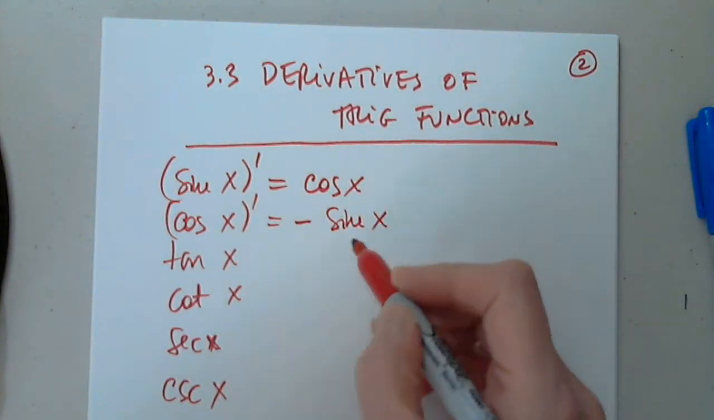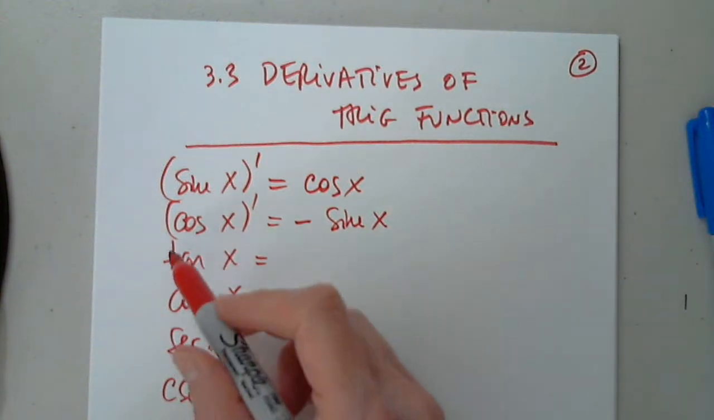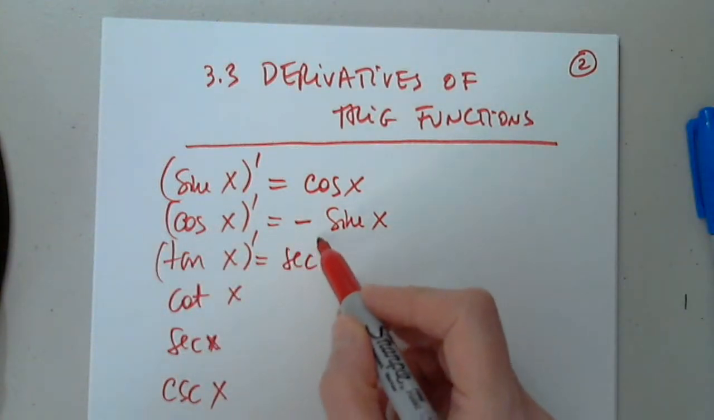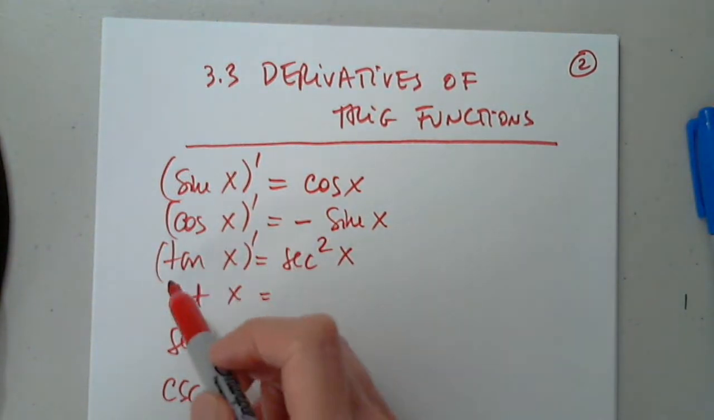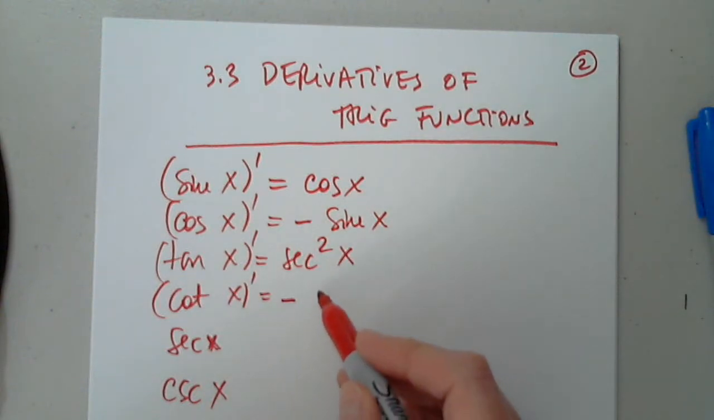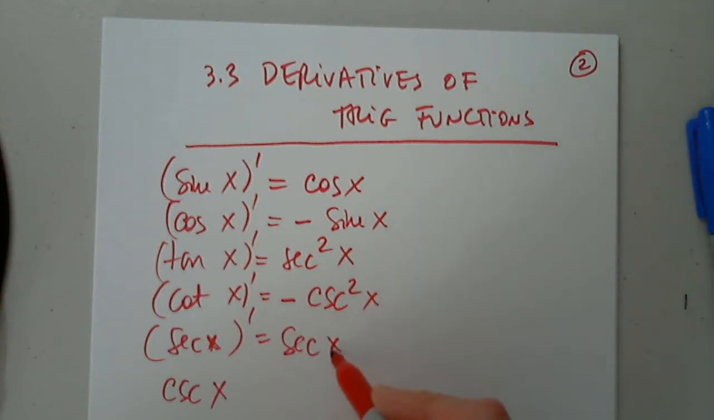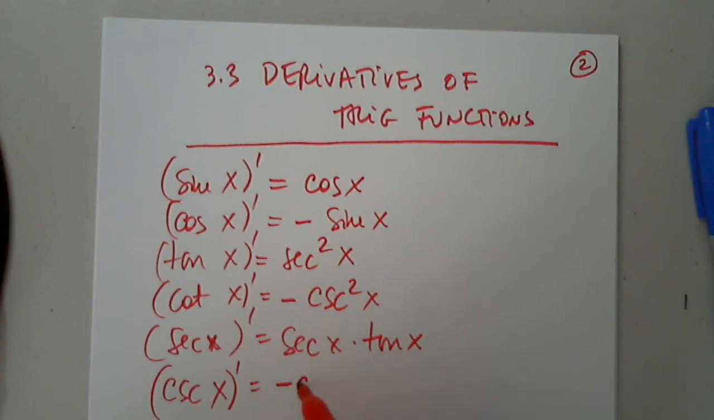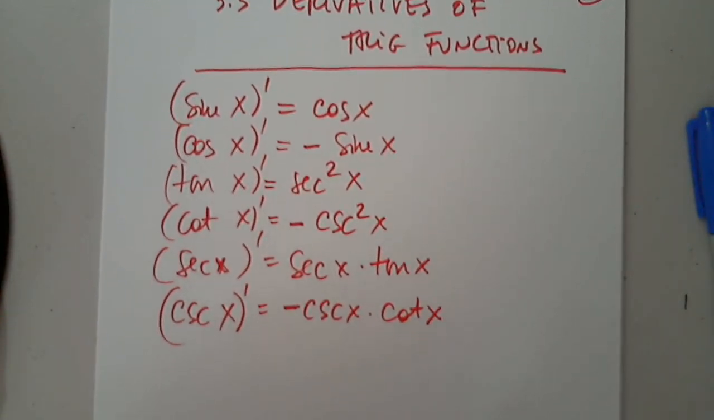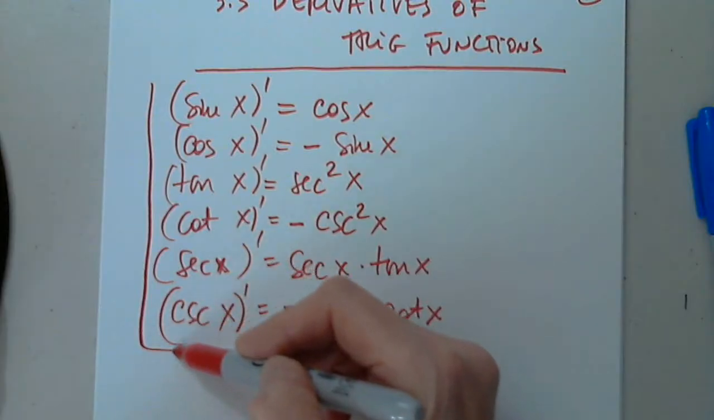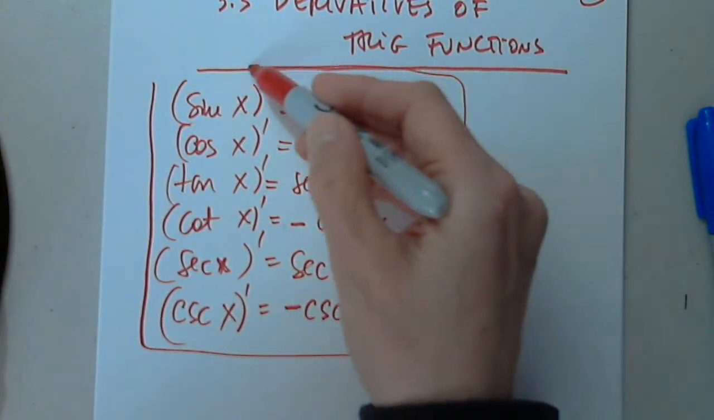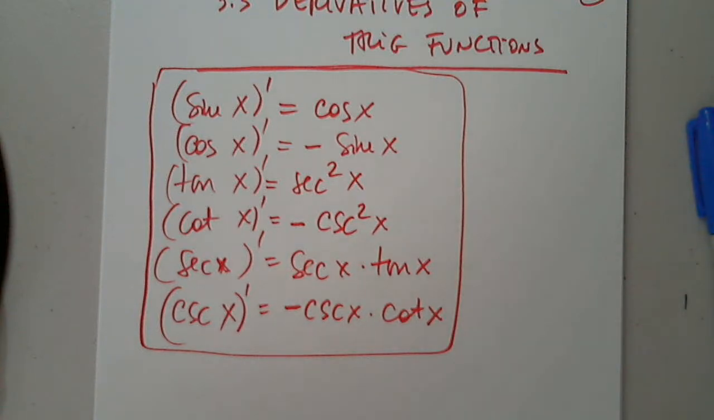The derivative of cosine is negative sine x, tangent prime is secant squared, cotangent prime is negative cosecant squared. Secant prime, remember, is secant tangent, and cosecant prime is negative cosecant cotangent. So these are the 6 trig functions and their derivatives.